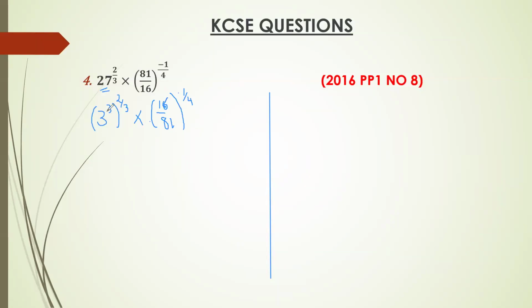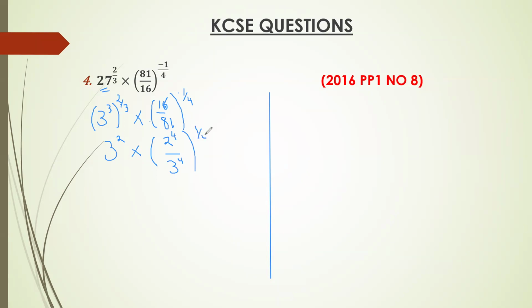Okay, so 3 times 2 over 3, hii times hii itakuwa ni 3 power 2. Okay, so tuko na 2 powers, so tuta multiply 3 kwa 2 over 3. 16 tumesema for you to get 16 utachukua 2 base 2 power 4. Sawa, na for you to get 81 utachukua 3 power 4 here. Okay, so ukichukua 3 times 3 times 3 times 3 itakupa 81.